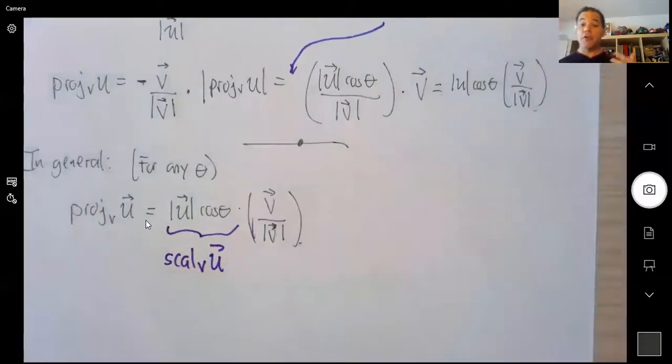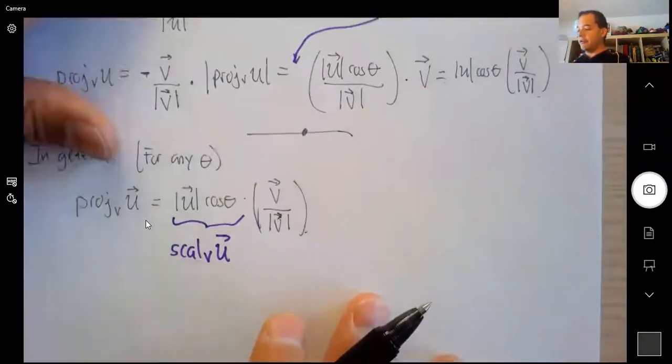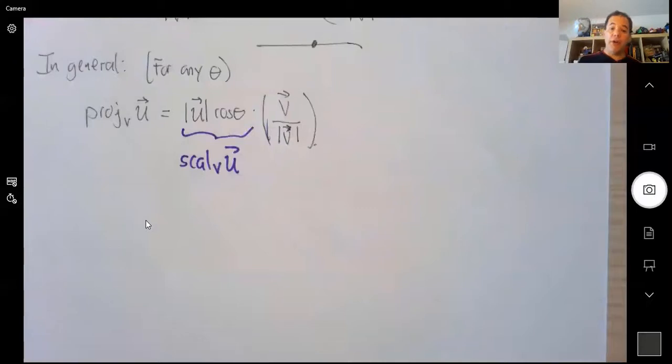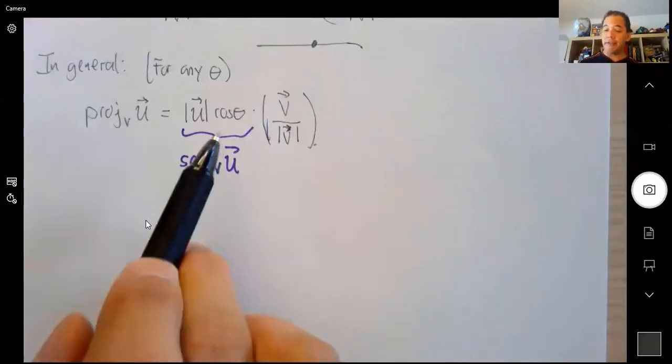But it accounts for its sign, right? So if the scalar is positive, that means you're going the direction of V. But if the scalar is negative, you go in the opposite direction of V. All right? So that is it. This is the formula. And then what we want to do now is simplify it a little bit more using what we learned last class.